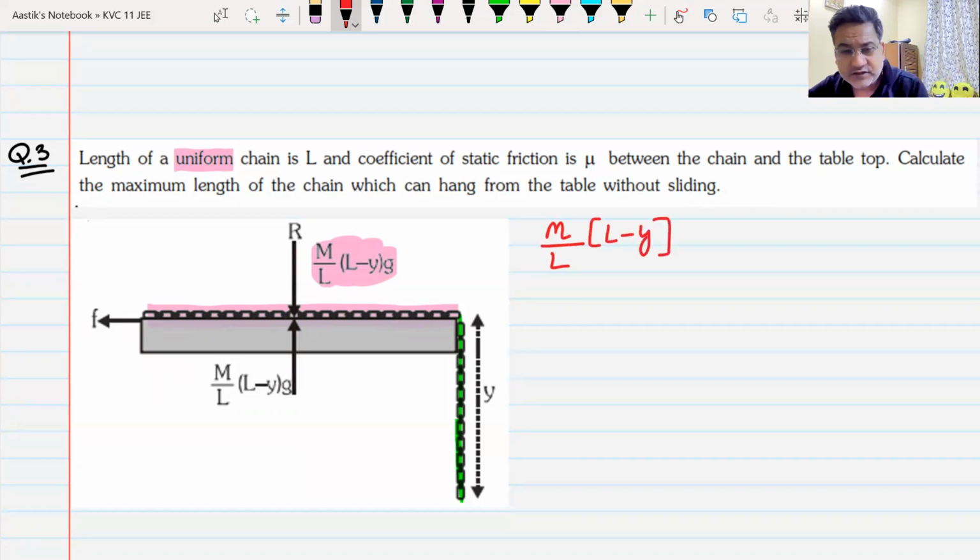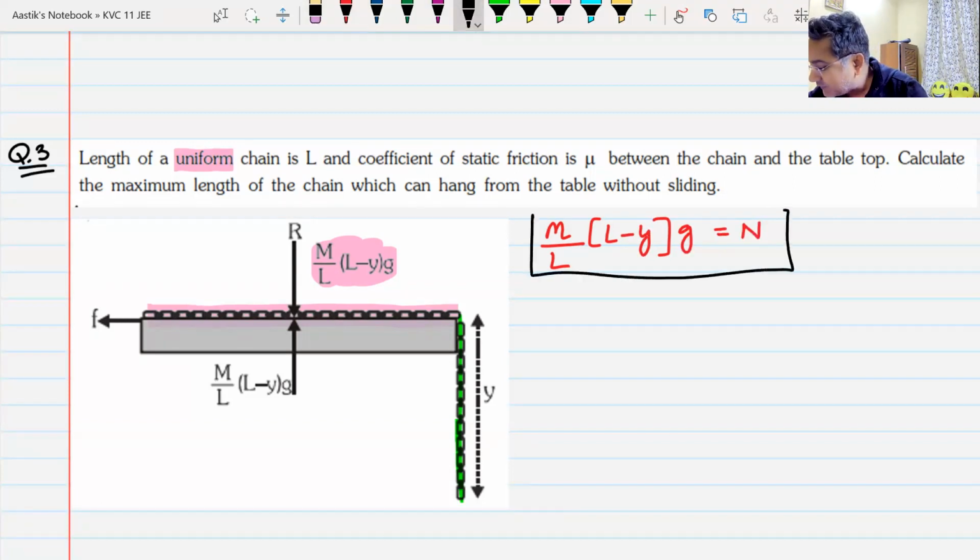The length of the chain which is on the table is L minus y. You multiply it by g, that becomes the weight of the chain which is acting downwards, which is on the table. Then this normal reaction which is coming from the tabletop will be equal to this weight of the chain. So that is the first step of solving this problem. Do we understand this, how I've done this?